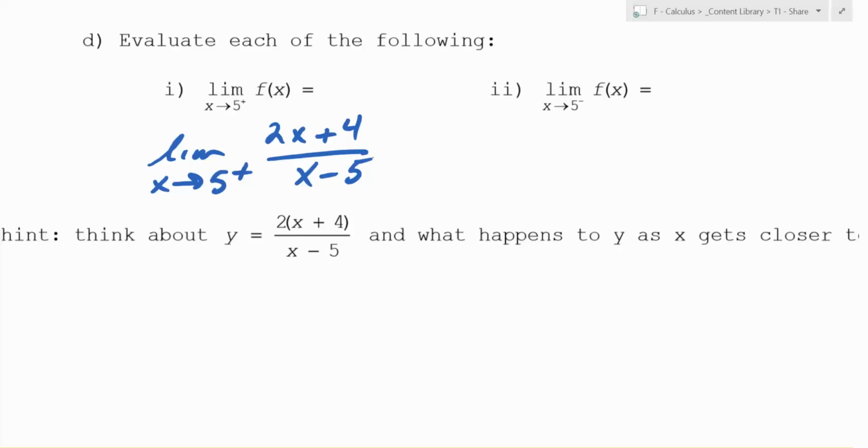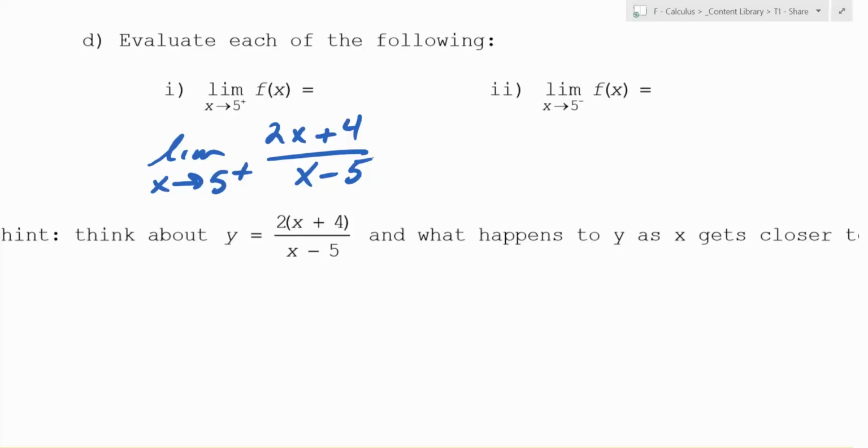Positive over positive stays positive. As you get infinitely close to 5, what is infinitely close to 5 minus 5? It's going to be positive, but really small, like 0.1111. But as you get close to 5, what's 2 times 5? 10. What's 10 plus 4? So what does the numerator get infinitely close to? 2 times 5 plus 4 is 14. The top gets infinitely close to 14, but the bottom gets infinitely small.